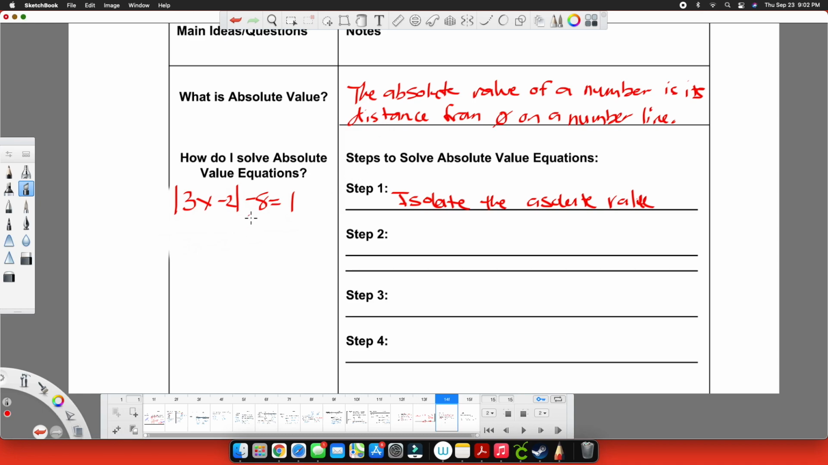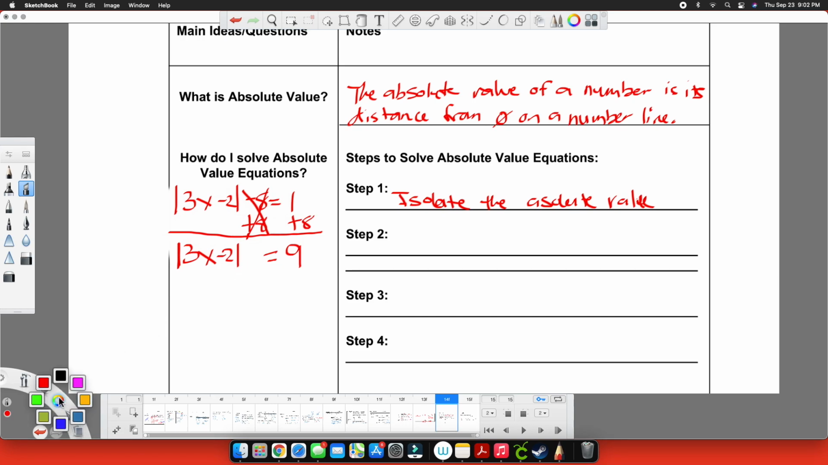So I'm going to do the opposite of what's being done. I'm subtracting 8. Well, I don't want there to be anything other than the absolute value on that side. So I'm going to move 8 to the other side by using the inverse. So I have 3x minus 2, absolute value, and these cancel. And then I'm going to add these together, and I have 9. So now I'm ready for step number 2.